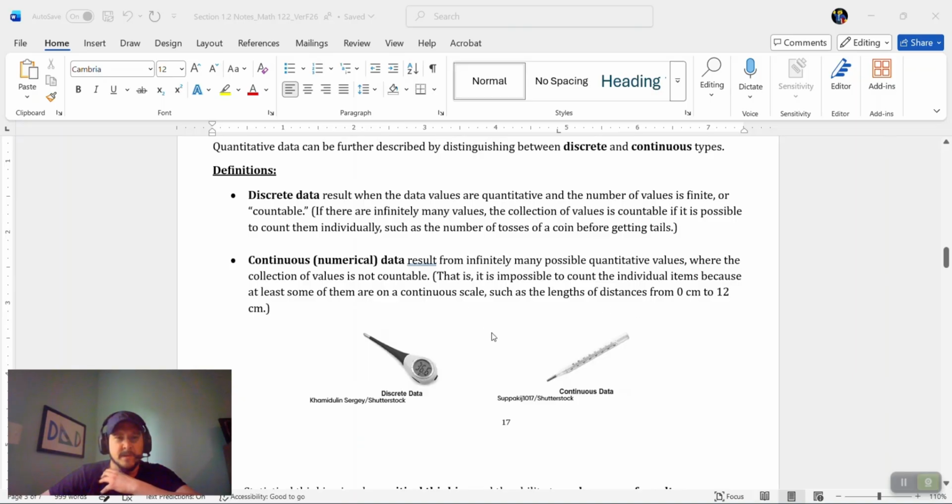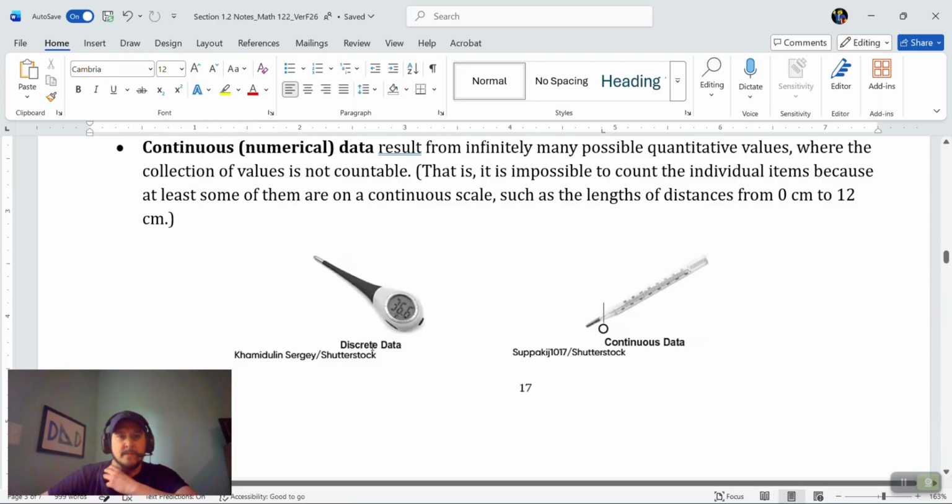Alright, so let's make sure that these make sense. Okay, discrete data result when the data values are quantitative and the number of values is finite. Alright, so what makes the digital thermometer finite is that the highest level of accuracy is 1/10 of a degree. So there's nothing in between 36, that's Celsius. Okay, so there's nothing between 36.6 and 36.7 according to how accurate that reading is.